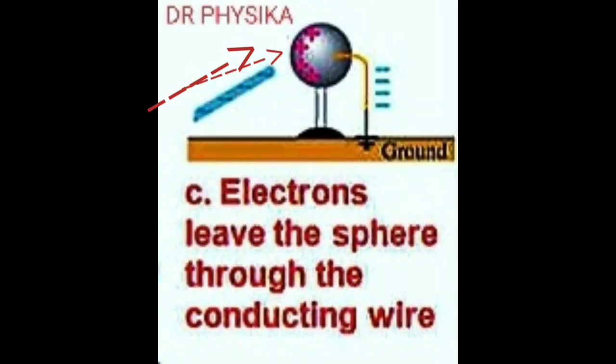In figure C, when the sphere is connected to the earth through a conducting wire, some of the electrons of the sphere will flow to the ground because the earth is a good conductor and it acts as a practically infinite source of extra electrons or sink of electrons.